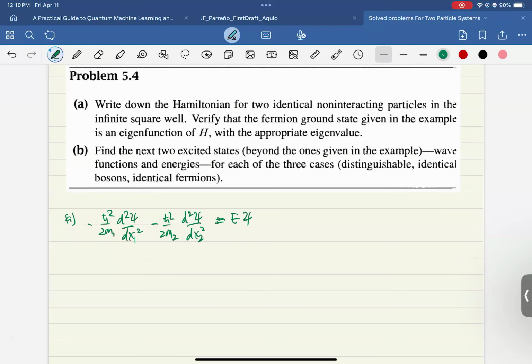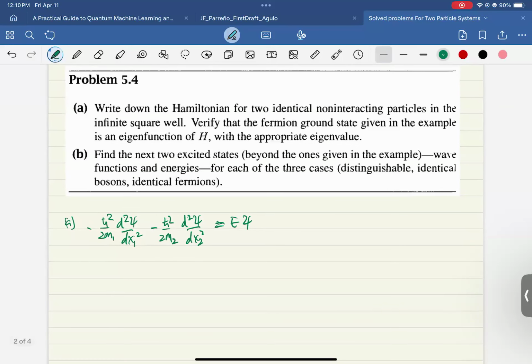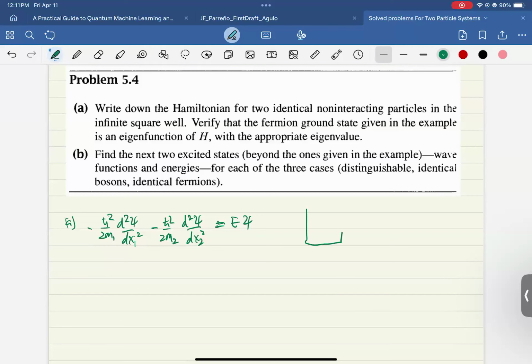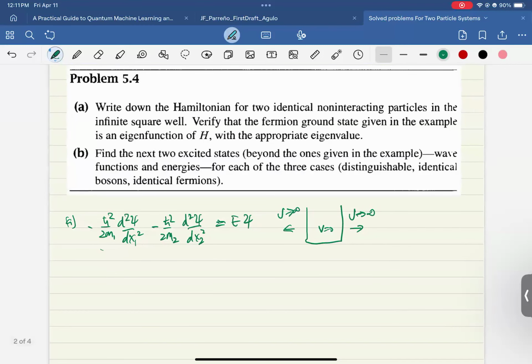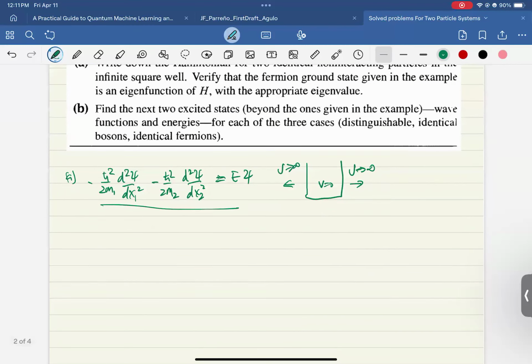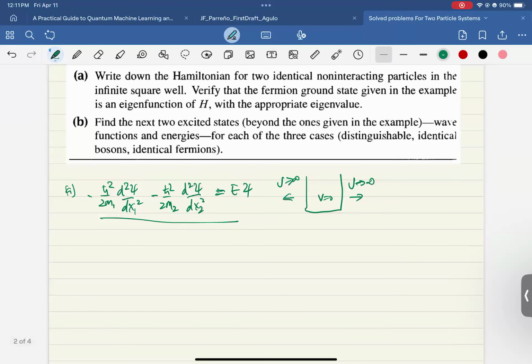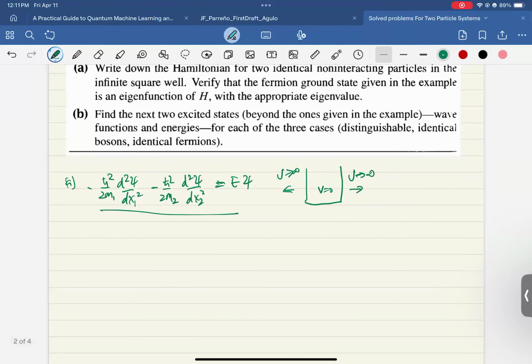So kinetic energy, they are non-interacting particles. So wala tayong interaction term. Plus, since this is an infinite square well, hindi natin din kailangang isama yung potential dito, it is 0. So recall that inside the infinite square well, yung potential is 0, and everywhere outside yung potential approaches infinity. So wala tayong potential term dito. So yan yung Hamiltonian for the two identical non-interacting particles in an infinite square well.